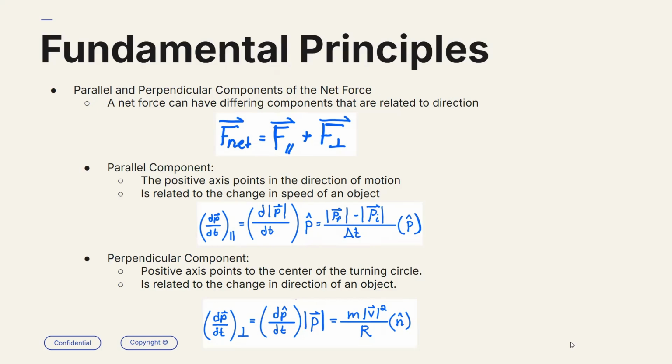The final fundamental principle that is important is parallel and perpendicular components of the net force. Net force can be described as having different components that are related to direction. The combination of parallel and perpendicular components is what gives us F net, as shown in the first equation. Parallel components are related to change in speed of an object, and the positive axis points in the direction of motion.